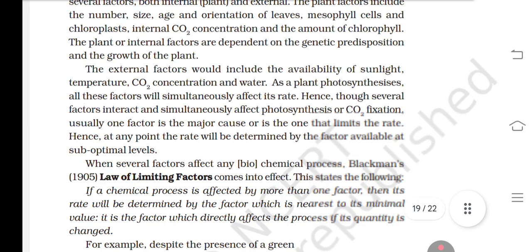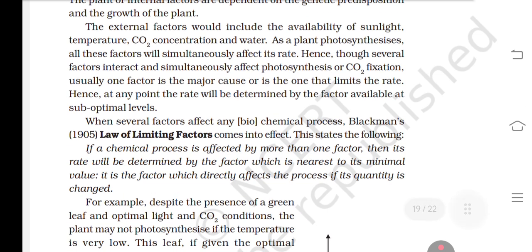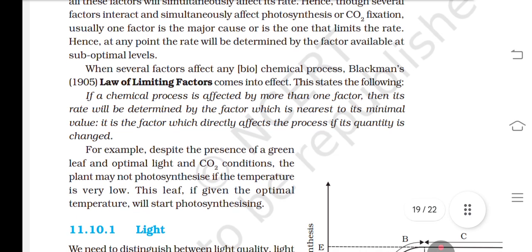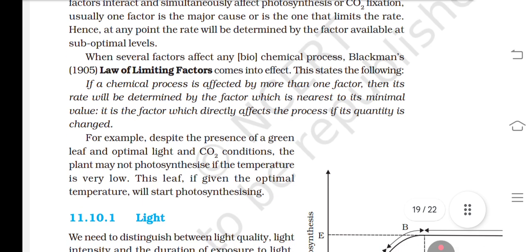The external factors include availability of sunlight, temperature, carbon dioxide concentration, and water. As a plant photosynthesizes, all these factors will simultaneously affect its rate. Hence, though several factors interact and simultaneously affect photosynthesis or carbon dioxide fixation, usually one factor is the major cause, the one that limits the rate. Hence, at any point, the rate will be determined by the factor available at a suboptimal level.